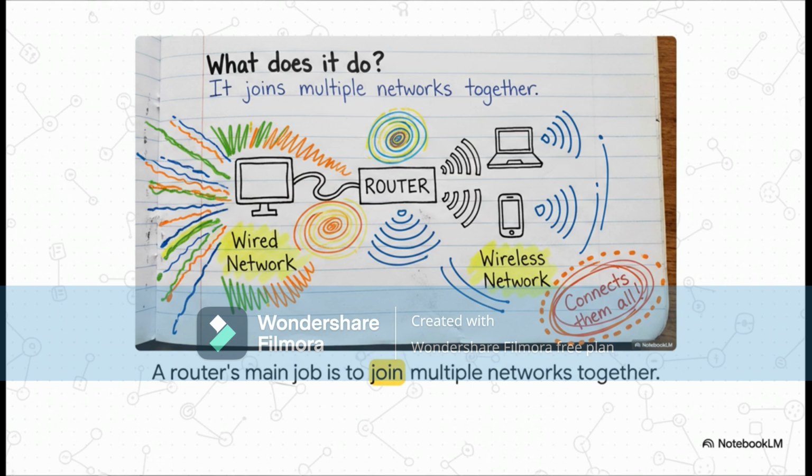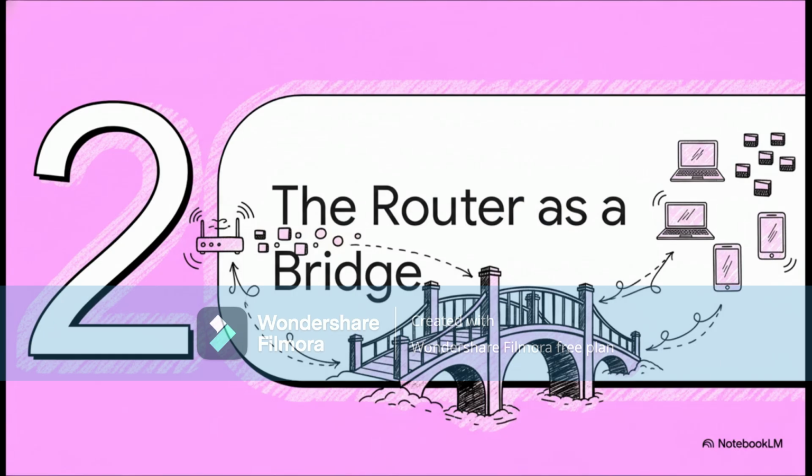It connects your personal wireless network, that's all your stuff, like your phone and laptop, to the wired network that comes into your house from the internet company. It's the middleman that connects them all. Now, to make this whole idea even easier to get your head around, let's use a great analogy.